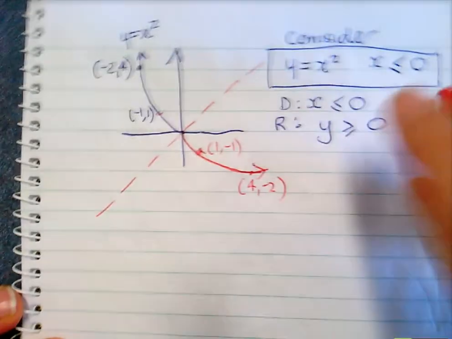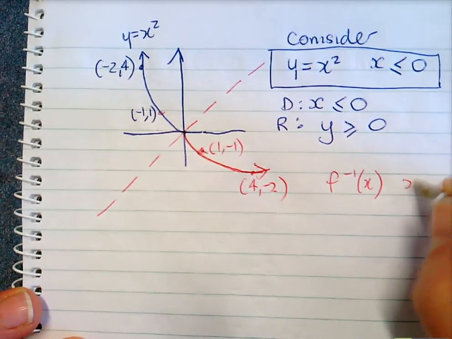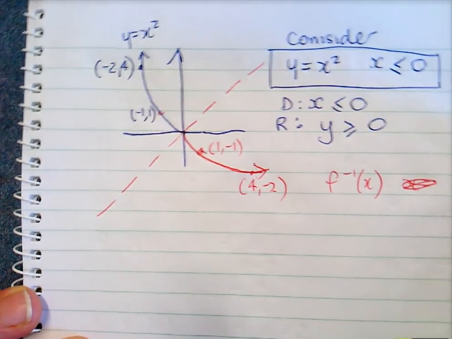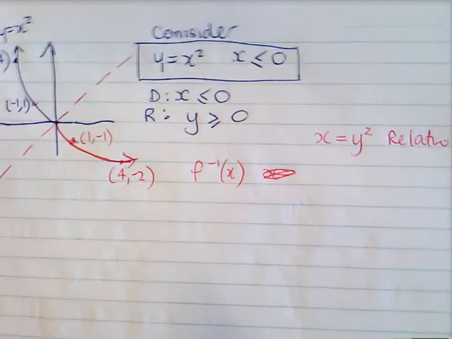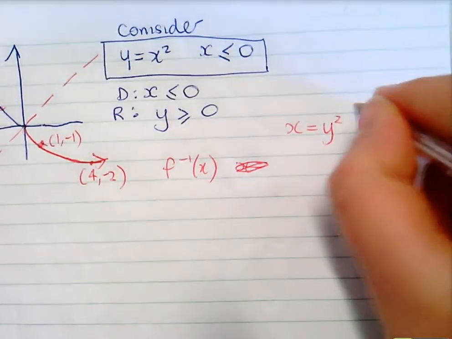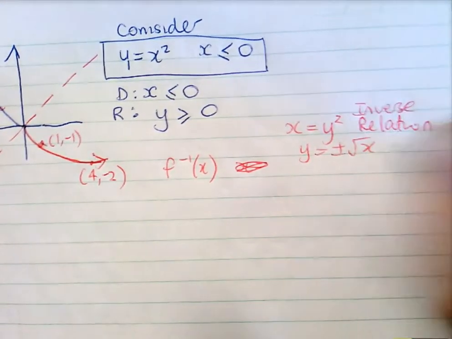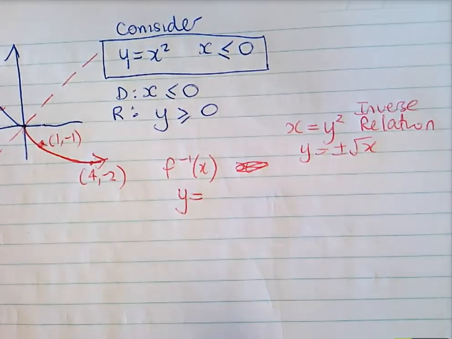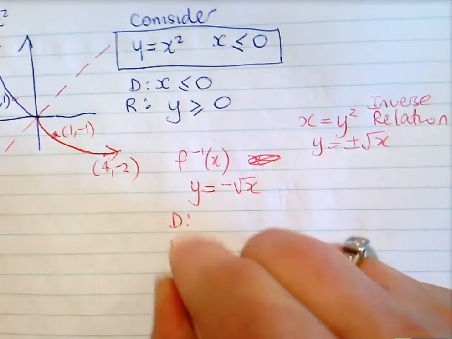So the inverse relation is x is y squared. That's my relation. Inverse relation is that, which is y is plus or minus root x, but which one's your inverse function? Y equals the positive or negative? It's the negative square root of x. What's the domain and the range?